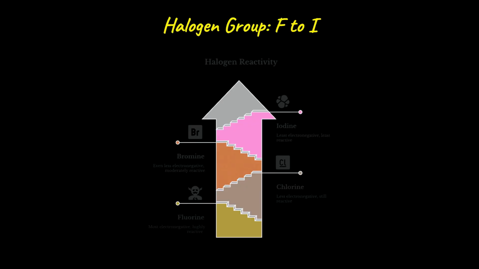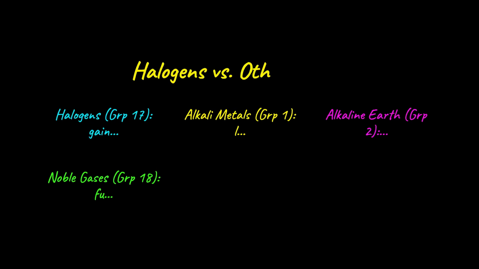Fluorine sits at the top of group 17 and is the most electronegative element on the entire periodic table, pulling electrons toward itself with enormous force. Chlorine, bromine, and iodine follow below, each atom larger than the last, with the outermost electron sitting farther from the nucleus and held less tightly.